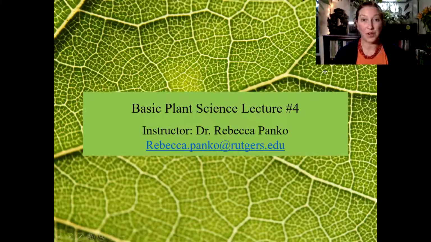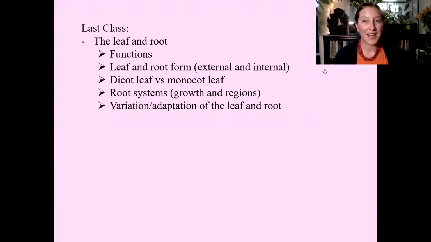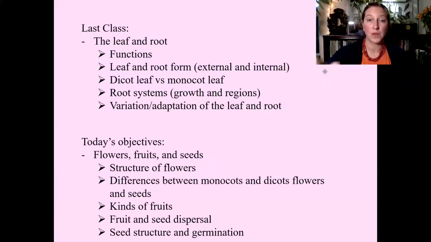So lecture number 4. Last time we did the leaf and the root. We covered a bunch of their functions, their external and internal forms, dicot leaf versus monocot leaf, dicot root and monocot root, different types of root systems, and then variation and adaptation on the leaf and the root.